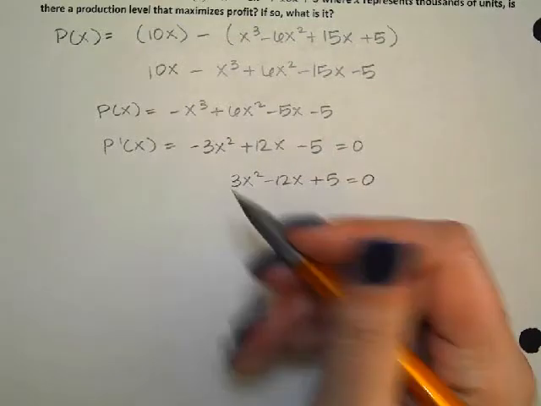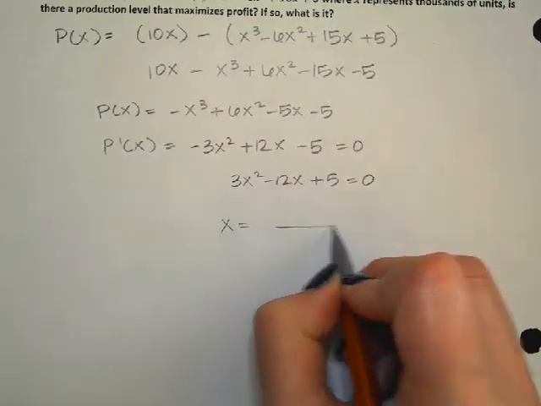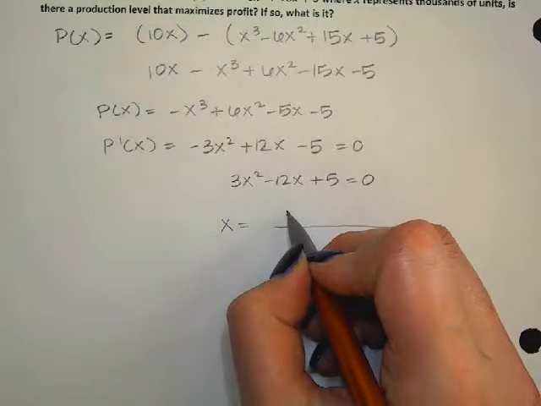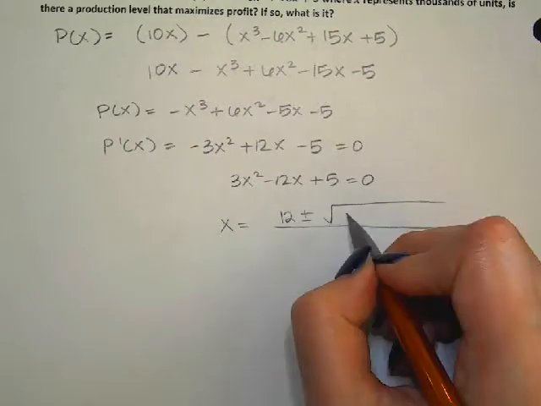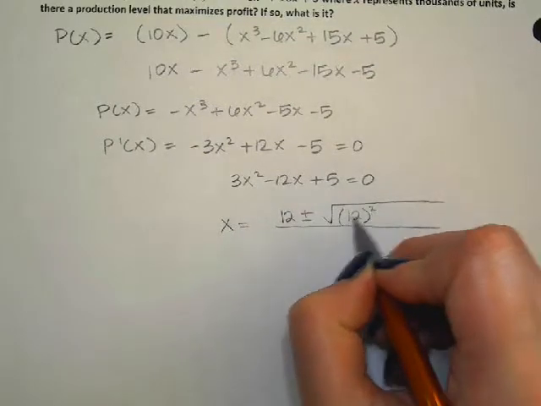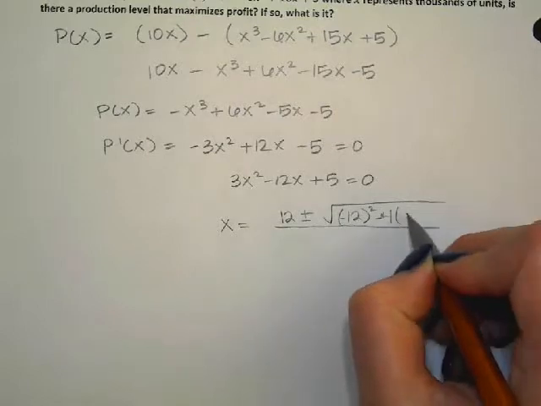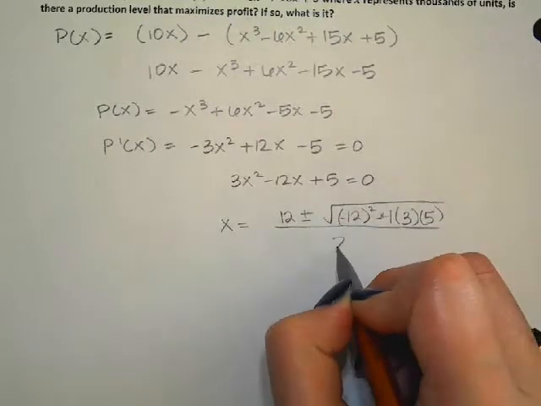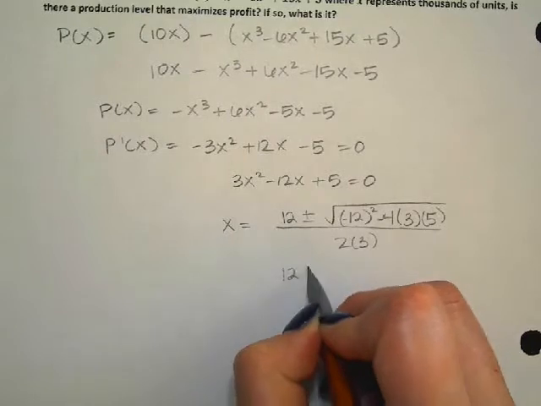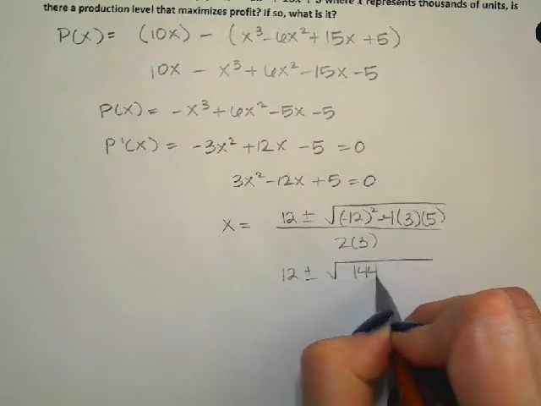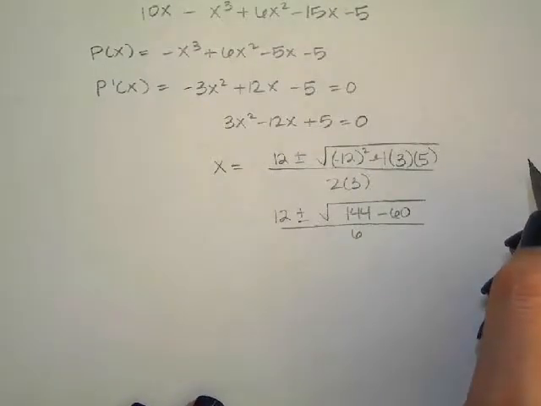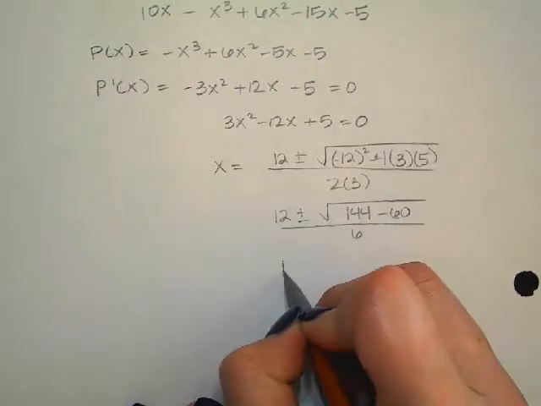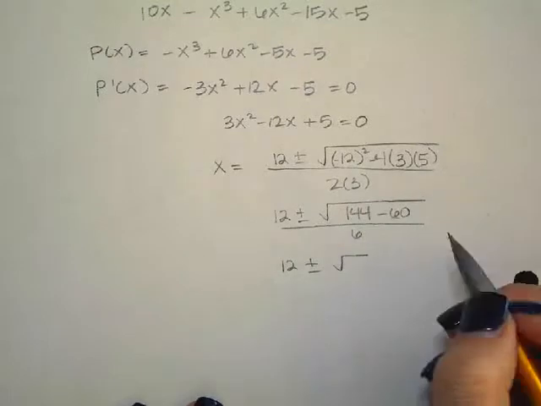Quadratic formula. Okay, so x equals 12 plus or minus... What if I'd done the negative sign, we could factor it. Oh, well. 84.